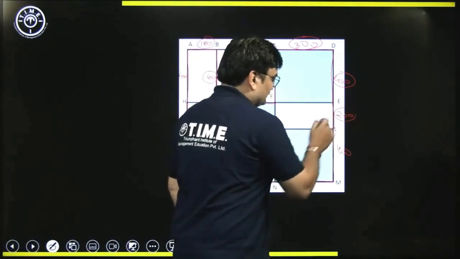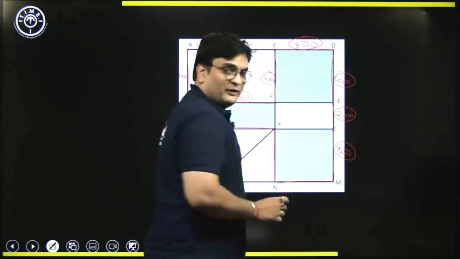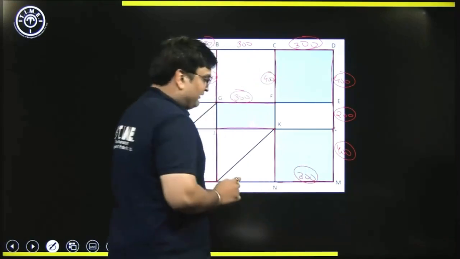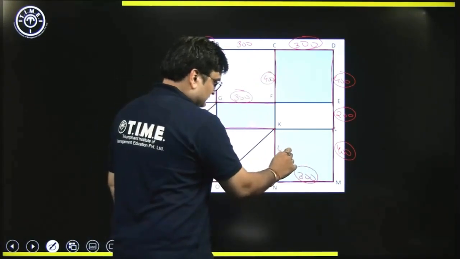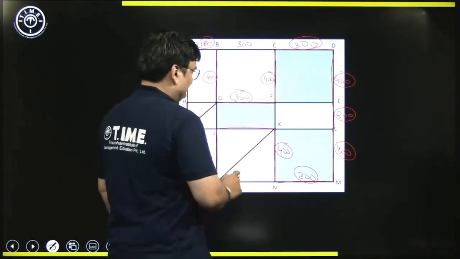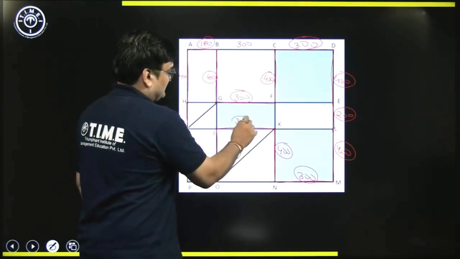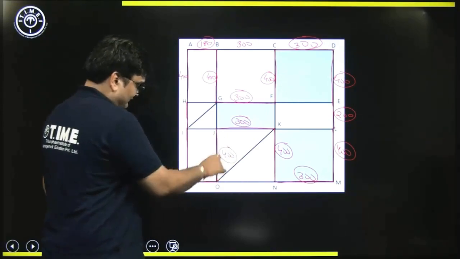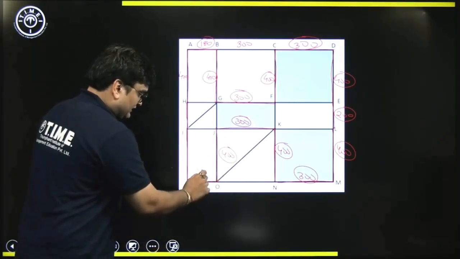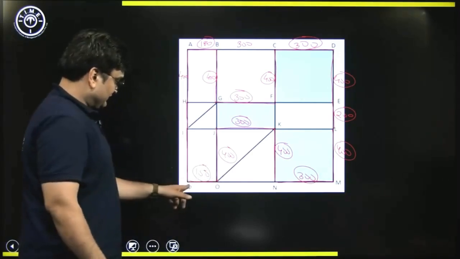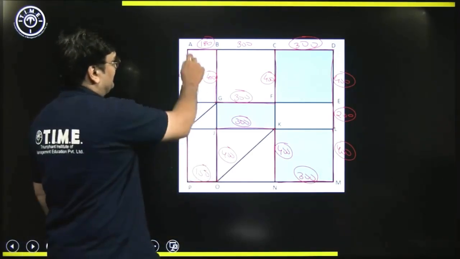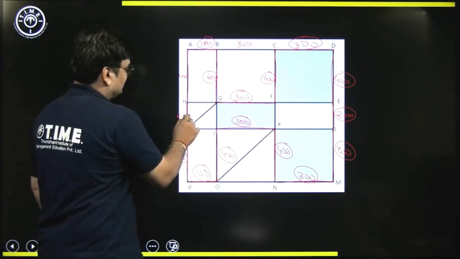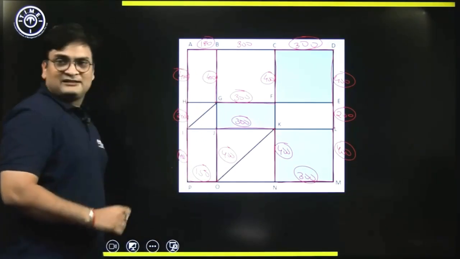1950 and 200, 2150, 400, 2550, 300, 2850, 400, 3250, 3550, 3950, and this is 4100 so far, till here 4100, and from here to here it is 400, so 5100 is the maximum distance that she can travel.